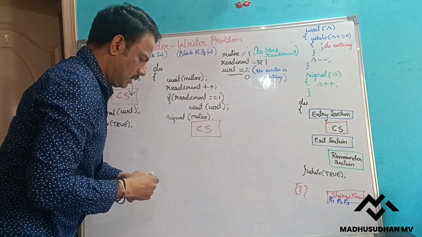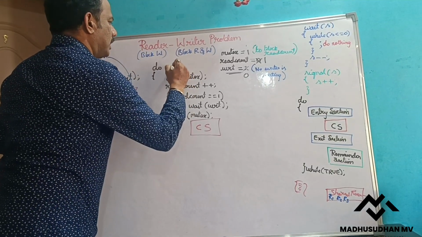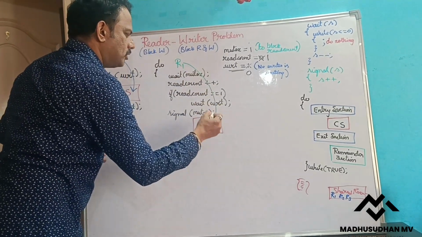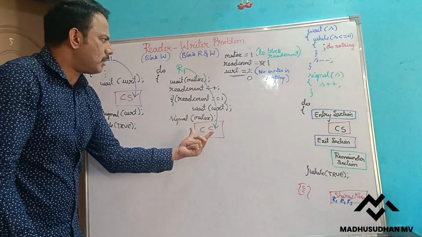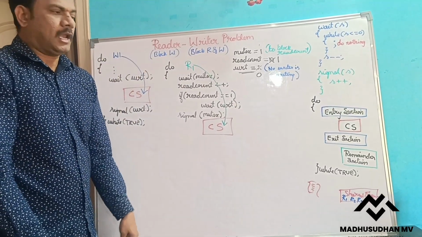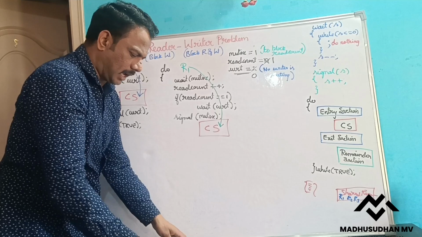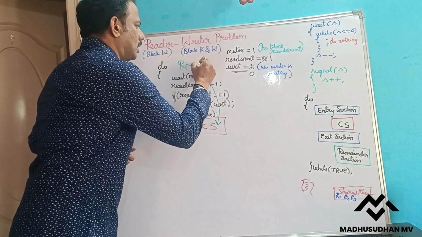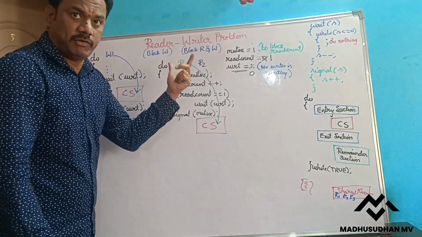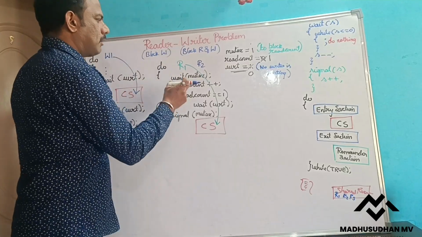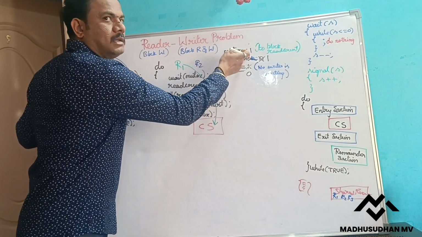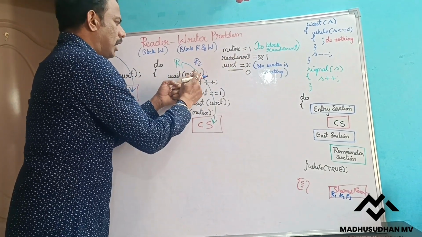Who will enter? I said I am reader 1. Now reader 1 enters into the critical section and is executing it. Now let us take one more reader. Assume at the same time one more reader, R2, wants to come in. Can we allow? Let us check. Again, wait(mutex). Mutex is 1. Yes.